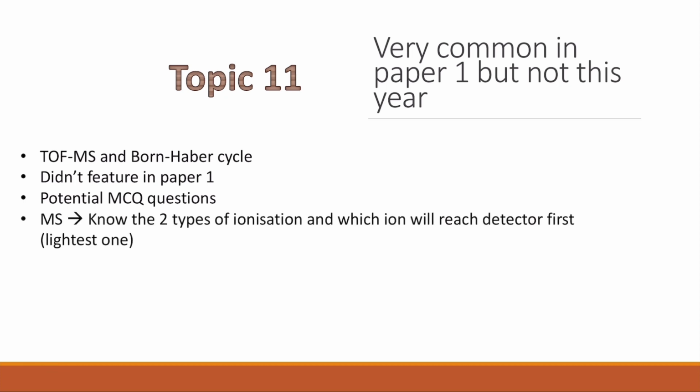For mass spectrometry, make sure that you know the two types of ionization and which ion will reach the detector first. Of course, the lighter one or the lightest one. For Born-Haber cycle, just make sure that you go over the calculation and the definitions.